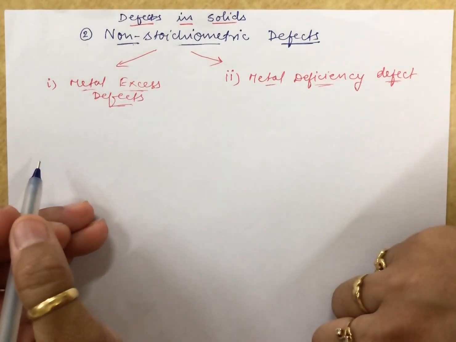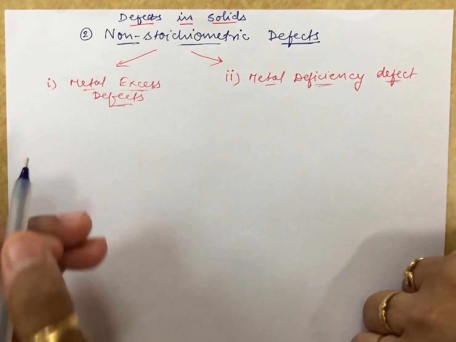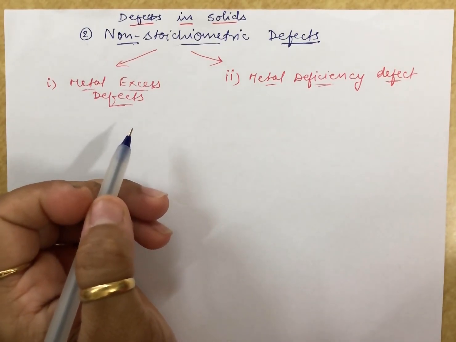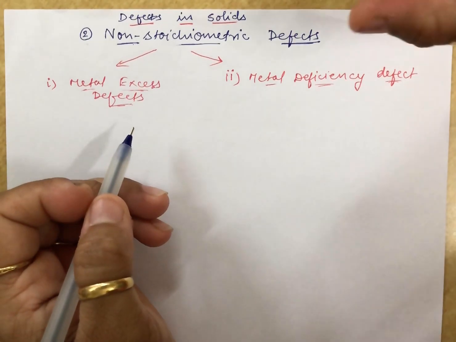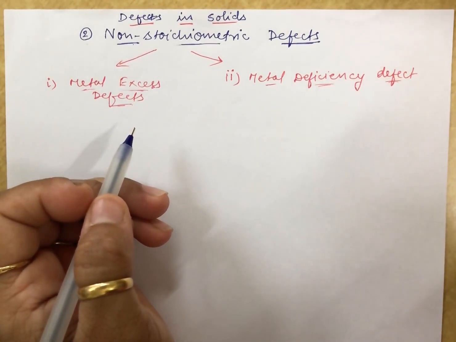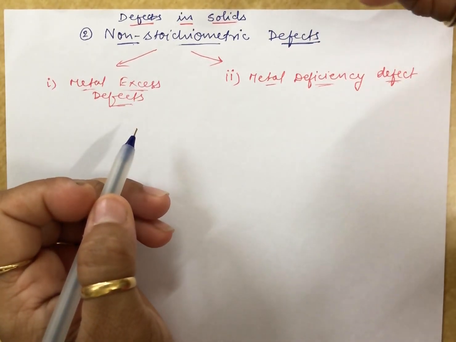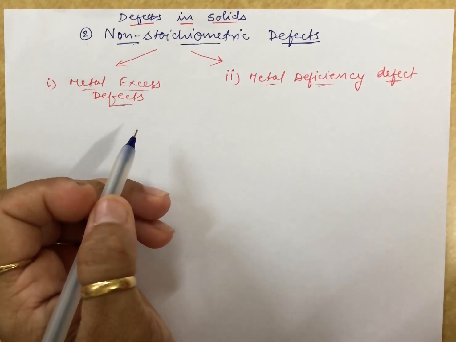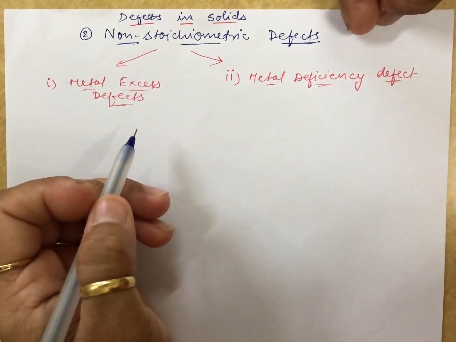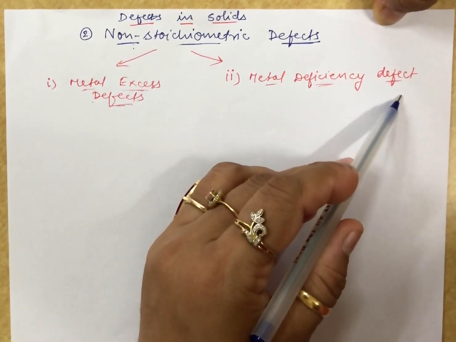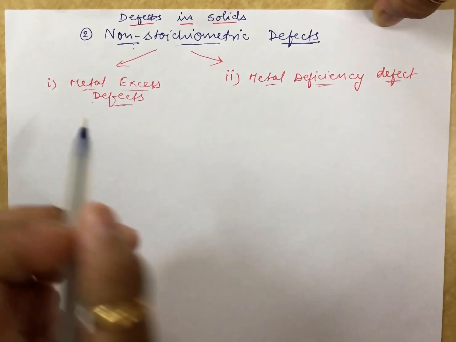Now students, non-stoichiometric defects are of two types basically. In non-stoichiometric defect, the ratio of cation to anion becomes different from that indicated by the ideal chemical formula. So the ratio of cation and anion is different, not like what was there in stoichiometric defect. Here non-stoichiometric defect is of two types: metal excess defect and metal deficiency defect. Let us discuss them one by one.